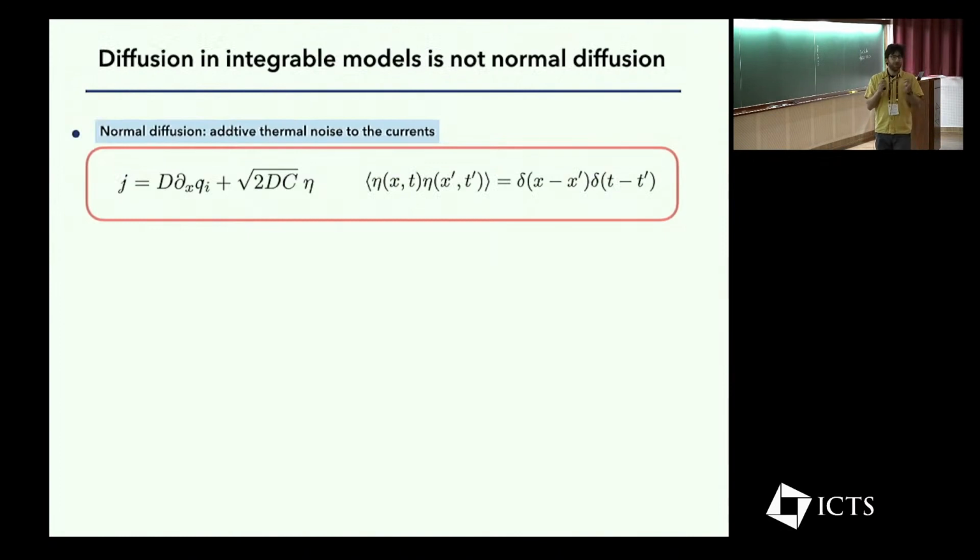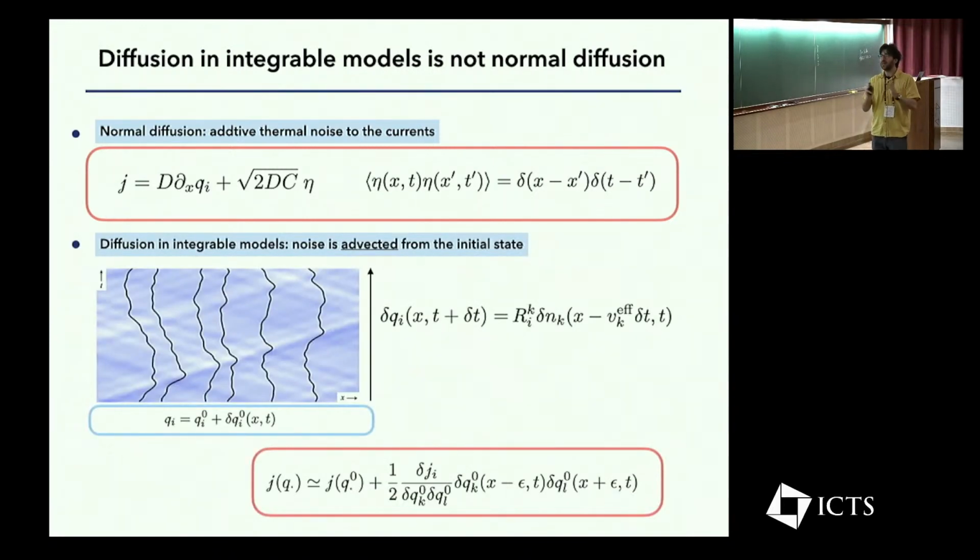Now, this type of diffusion is very different compared to standard diffusion. Standard diffusion typically means that you take your current and you add some thermal noise to it, as you would do in MFT. You have some diffusion constant and you add some thermal noise, and this thermal noise is typically delta correlated in space and time, just thermal agitation, because you're tracing away all the rest of your degrees of freedom, so you have some kind of memoryless kernel in your theory.